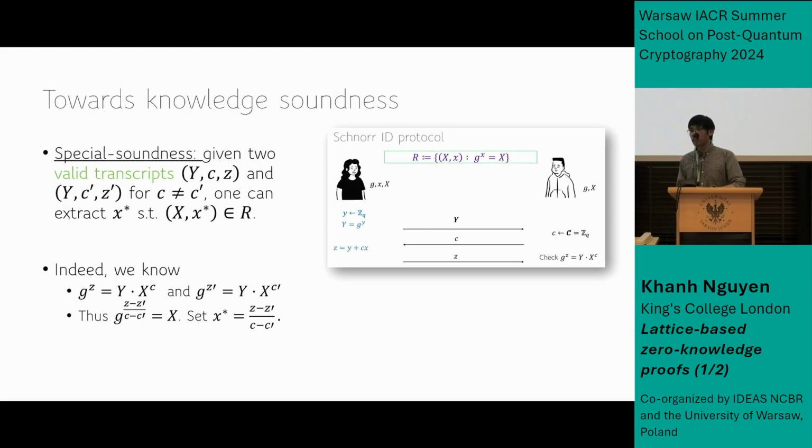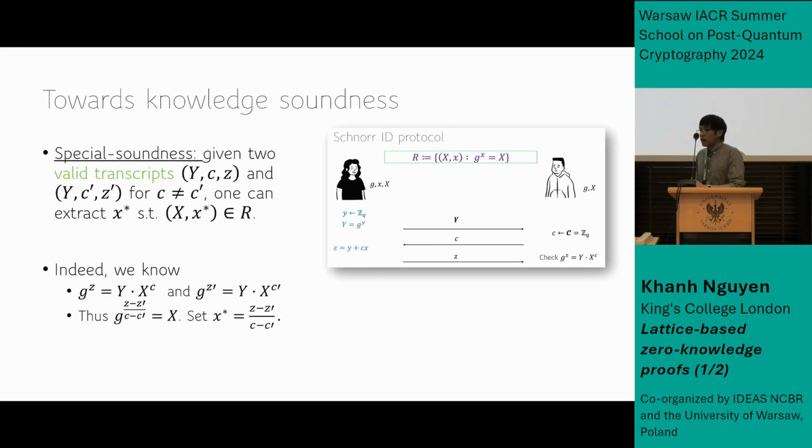So we have these two verification equations: g to the z equals y times x to the c, and g to the z prime equals y times x to the c prime. By dividing these, we get g to the (z minus z prime) divided by (c minus c prime) is equal to capital X. So in particular, we managed to extract the exponent x star. Okay? And what's important here is that if c is not equal to c prime, and if we work over a field, then c minus c prime is invertible. So we can actually define x star.